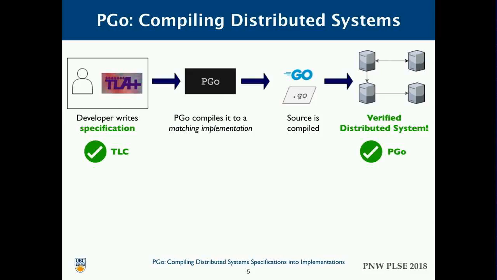Then PGo takes care of compiling that specification into a matching implementation, and our target is the Go programming language. And the result is a verified distributed system. The verification part here is that a specification is model checked with TLC, which is a model checker for the TLA+ language, and PGo generates the verified distributed system.